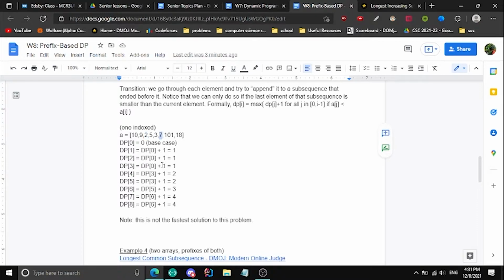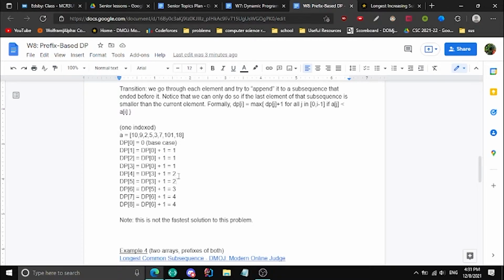When we look at 7, now we have more options. If we look back at all the numbers before the 7, we have a 2, a 5, and a 3, and we can extend the subsequences of any of them. So we look at the dp values of index 3, index 4, and index 5. For index 4, the dp value is 2. For index 5, the dp value is 2. But for index 3, the dp value is 1. So that's not very long.